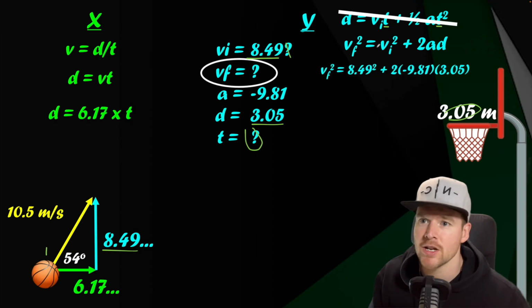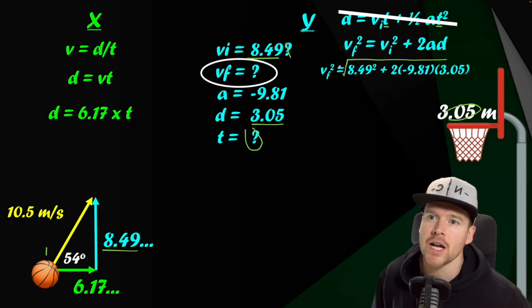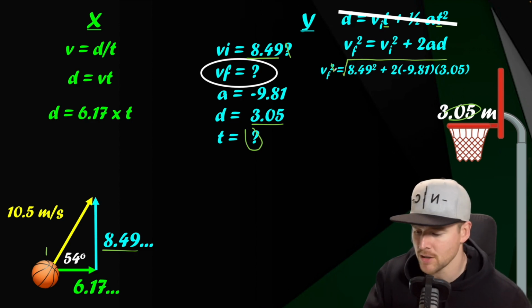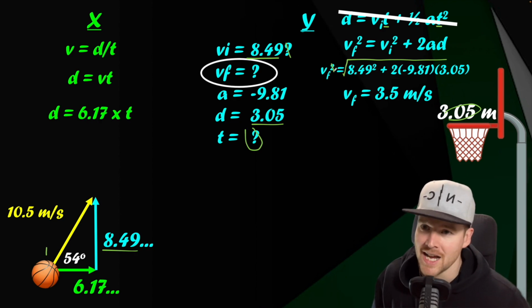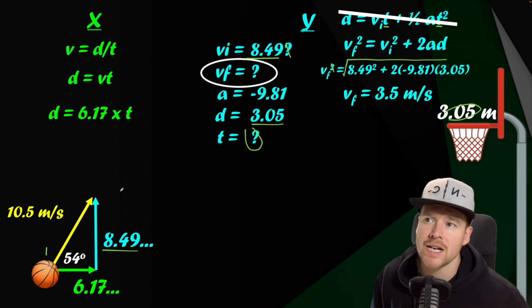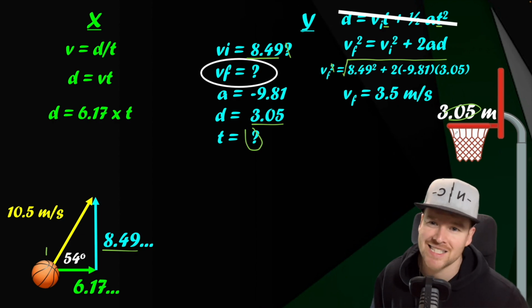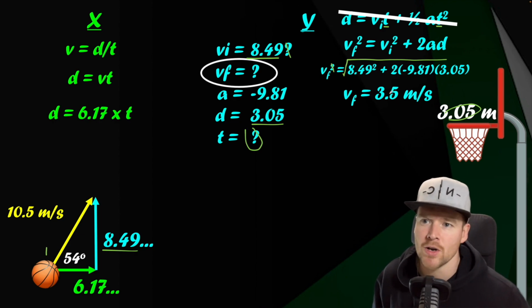So let's plug in our numbers and take a square root, is all we have to do for that rearrangement. Plug that in our calculator and I get a number of 3.5 meters per second. Which makes sense, a little bit slower, right? It went up, it's coming down, but it hasn't come down to the ground yet. It's going slower when it enters the hoop than when we launched it.